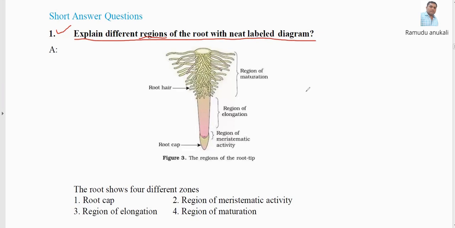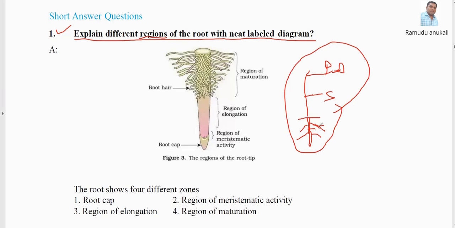Whenever we take a plant, the plant has several parts. This is the root, these are the root hairs. This is the stem. To the stem, branches are developed, to the branches, leaves are developed, and at the terminal part of the branches, flowers are developed. Flowers turn into fruits. So whenever you take a plant, you can see the root, stem, branch, leaves, flowers and fruits.